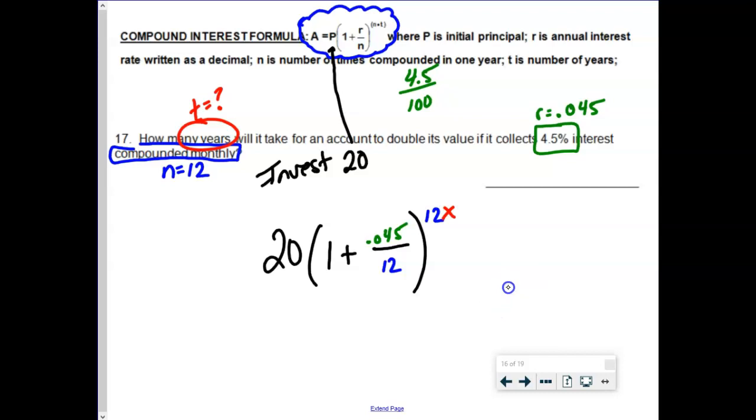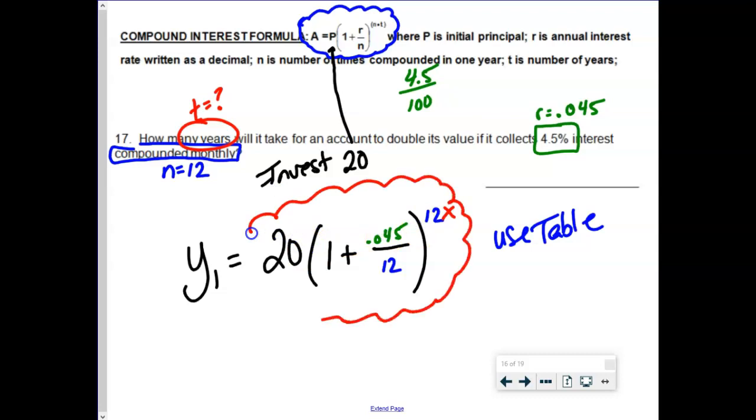And remember our work from yesterday. If you are trying to find time, if it's a variable, what part of our calculator do we need to be going to? This has to go to the y1. We're going to use our table. All right, so on your calculator, everybody, get this function typed into y1. I will do that as well.